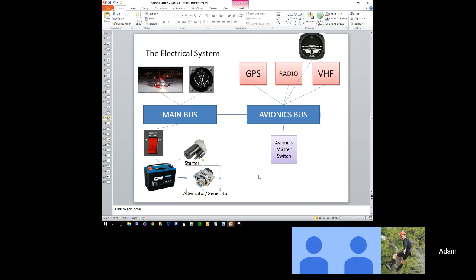Another reason they are on separate circuits is just for load purposes. The avionics happen to be the biggest drain on the electrical circuit. So if you lose an alternator and you need to conserve battery power, and you have the ability to go without navigational equipment, you can shut off your avionics bus and save some battery, so to speak. Okay.